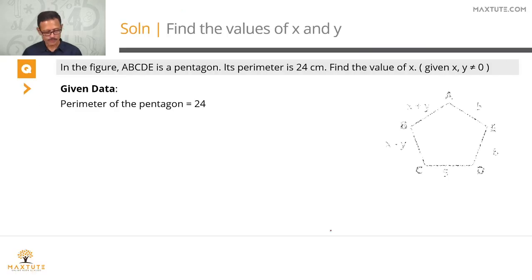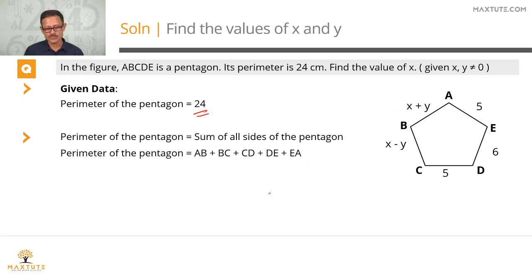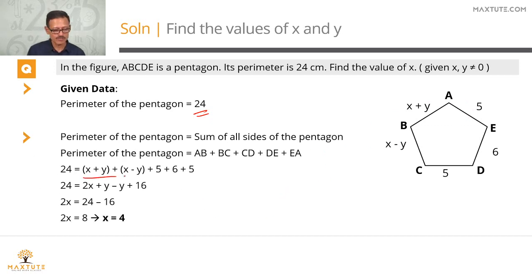Quickly run through it in a printed form. Perimeter of the pentagon equals 24, which is the sum of all of these sides. Substituting values which are given and variables which have been mentioned. y and minus y get cancelled to leave us with 2x. This addition is equal to 16. So 2x is equal to 8, x is equal to 4.